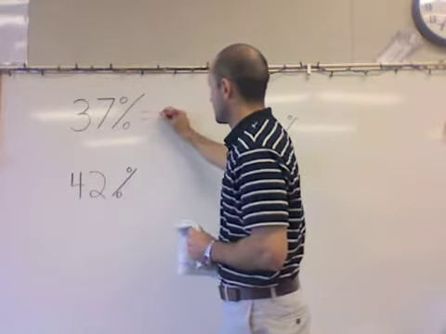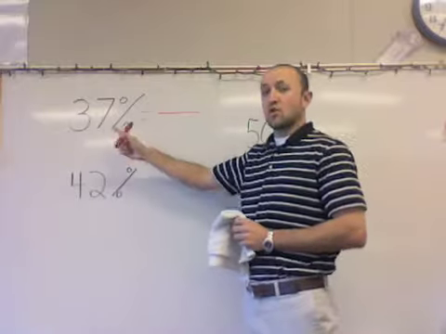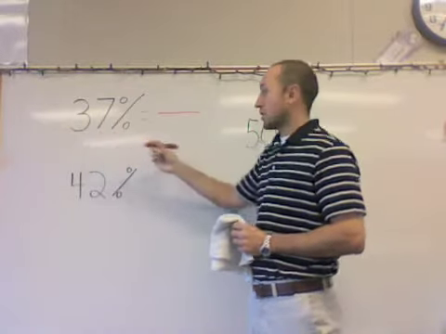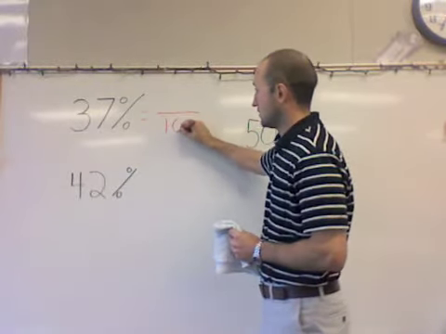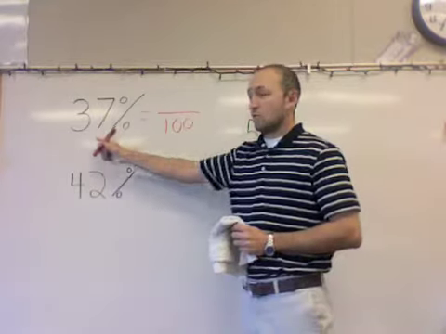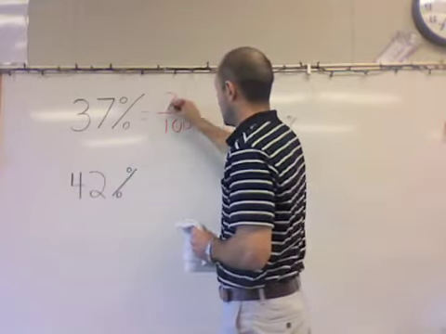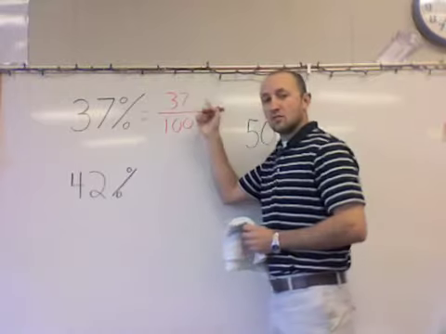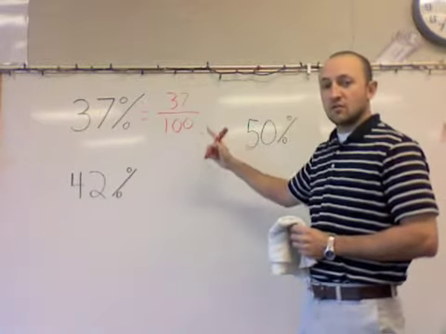I'm going to think about that test score. Remember, the total possible best score you could get was a 100%. That goes on the bottom. We got a 37. So it's the same as saying this fraction: 37 over 100, 37 hundredths.